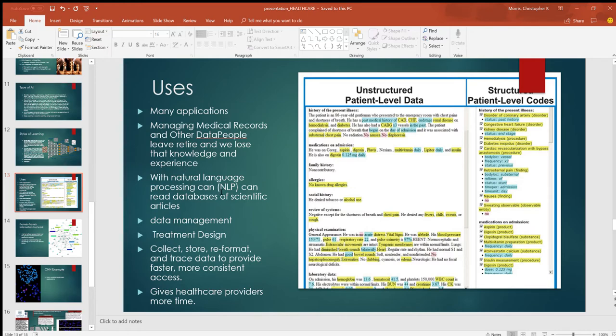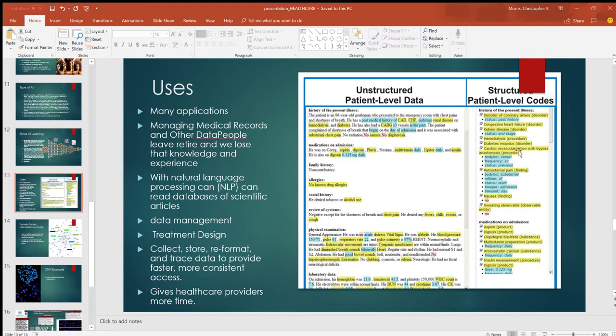With natural language processing, it can read through databases of scientific articles. Right here on the side, this is actually how an NLP or an RNN could sift through the data and highlight the most essential elements and form a prognosis or opinion. This report right here would be like what a nurse or a doctor might put in about a patient after they've run some tests on them, or has interviewed them. And this is what's over here on the right.